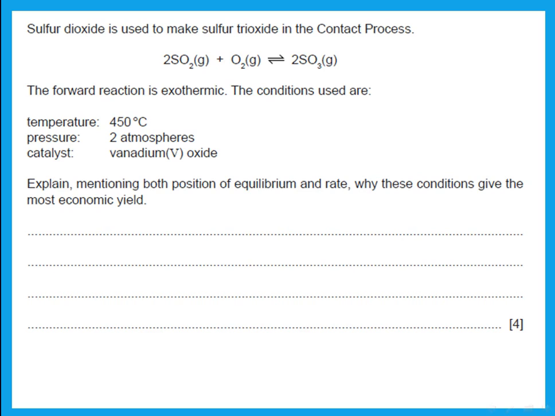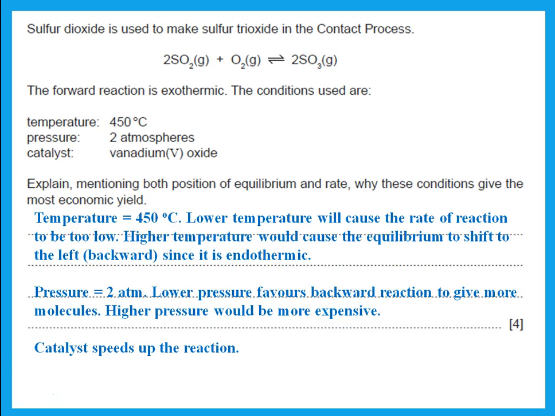Okay, here he's giving the contact process. The forward reaction is exothermic. He's giving you the conditions. Again, he's saying explain, mentioning both position of equilibrium and rate, why these conditions give the most economic yield. Why are these the best conditions? Just as we did for the Haber process previously, we are going to discuss here.